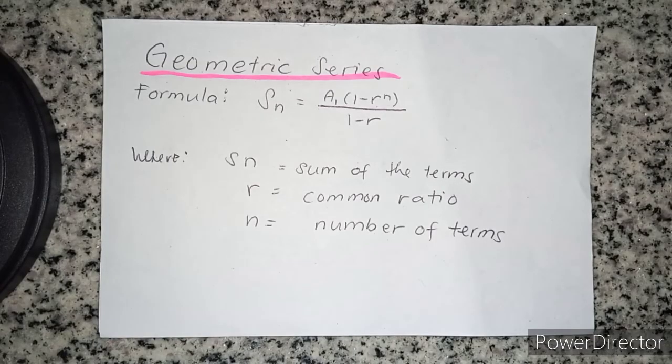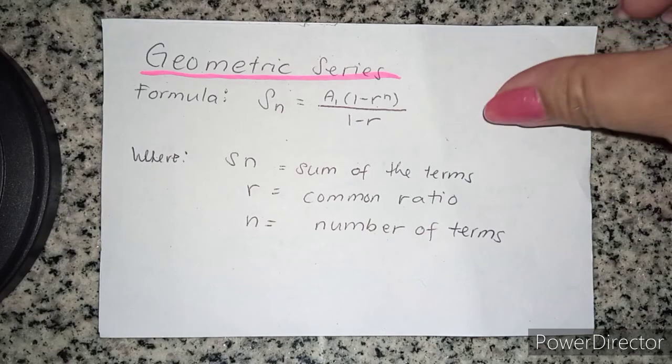Now let's talk about geometric series. We have here the formula. Sn is equal to a sub 1 times 1 minus r raised to n over 1 minus r, where Sn is the sum of all the terms, r is the common ratio, and n is the number of terms. And again, a sub 1 is our first term. Now let's have an example.